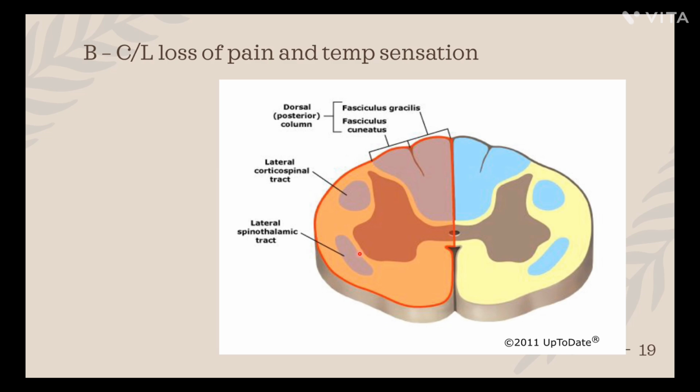Lateral spinothalamic tract carries pain and temperature sensation. It crosses at the level or one or two levels above in the spinal cord itself. So it will carry fibers from the contralateral side. So contralateral loss of pain and temperature will be seen in a hemisection. It's called Brown-Sequard syndrome.